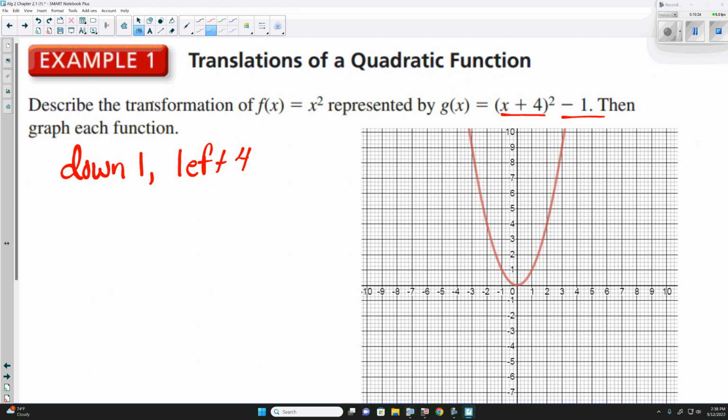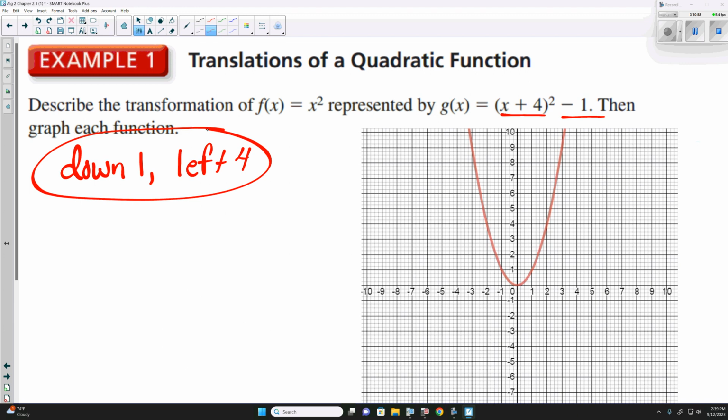Now the second part of this says then graph each function. I'm not going to have you graph it. And it's not because there's no point in graphing it, but we have so many utilities to graph. There's not a whole lot of reason to know exactly how to graph it by hand. The biggest thing with any of this is that you have an understanding of how the function should look, what it should look like. We can see a quadratic, our U-shaped graph at the center. It's moved over and down.